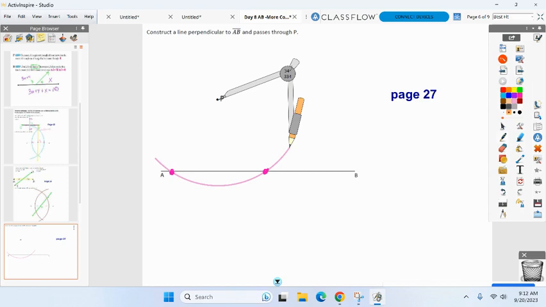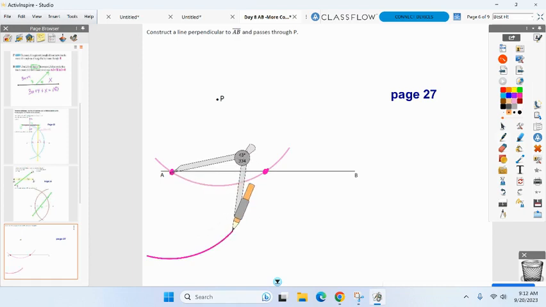And now you're going to go to each point of intersection, and you're going to make 2 more arcs below that intersect each other. So 1, and then I'm going to come over to the other point of intersection and make a second arc. And hopefully those 2 line up right below P for you. So 3 total arcs. 1 that goes through AB, and then 2 more below.